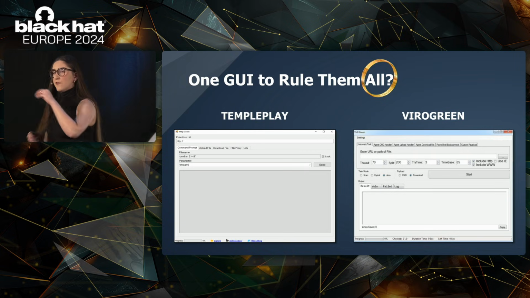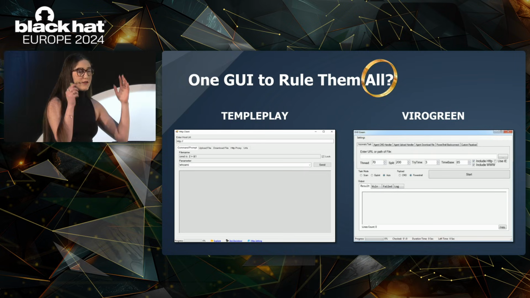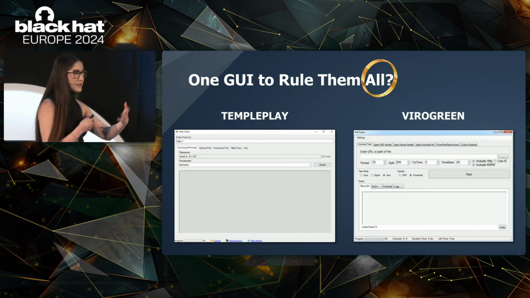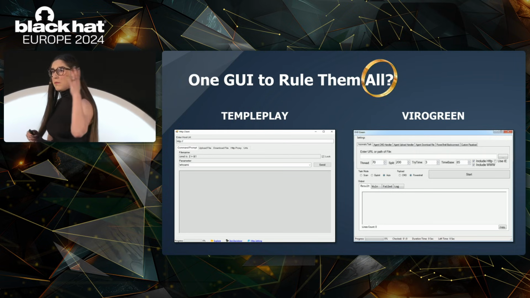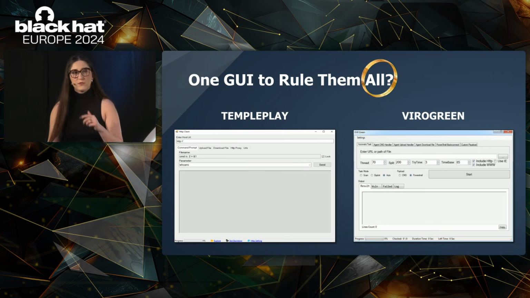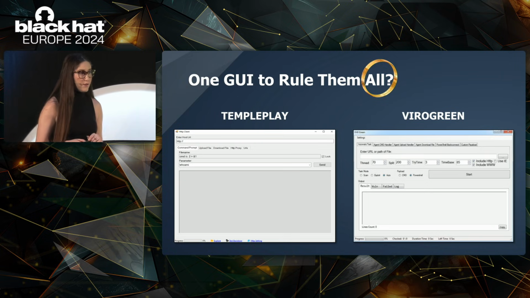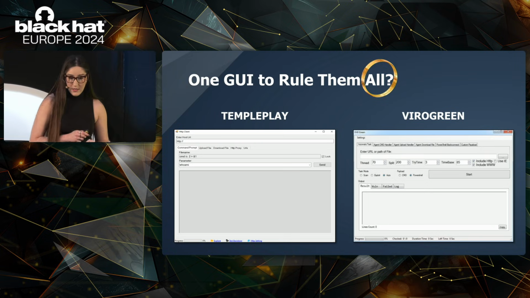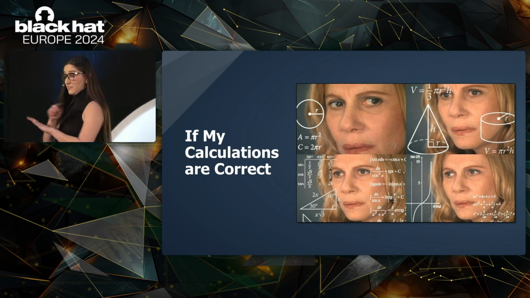They support different commands, and you're supposed to configure the GUI with the address of an infected machine in the network, and you can then deliver some commands to it. The 2 controllers we've discovered are called Temple Play and Vero Green, and Vero Green also has a really interesting feature of automatic scanning and exploitation of SharePoint vulnerabilities in the network. So at this point, the collection of evidence phase is done.